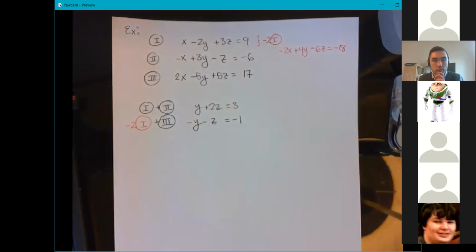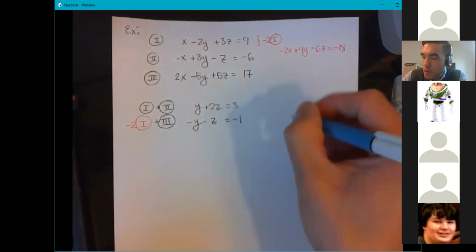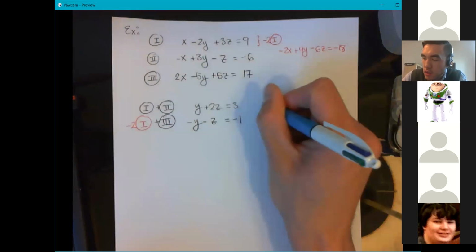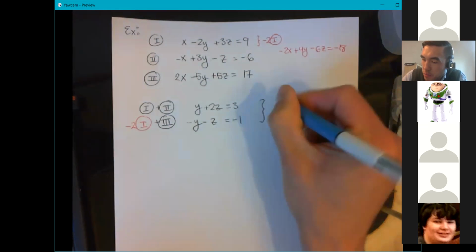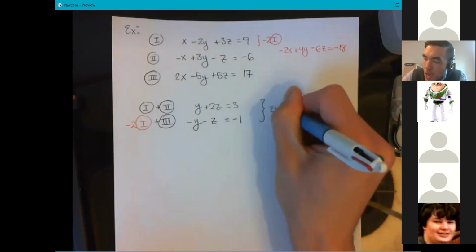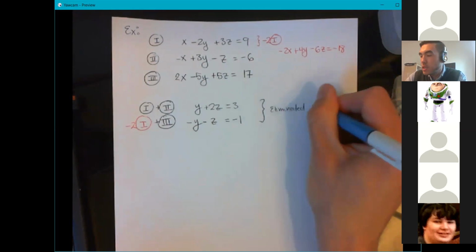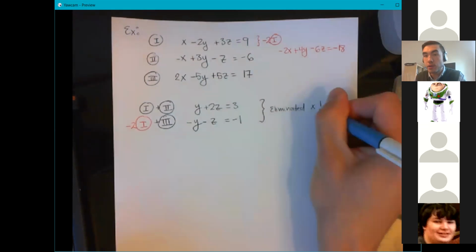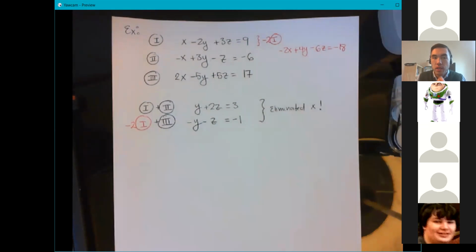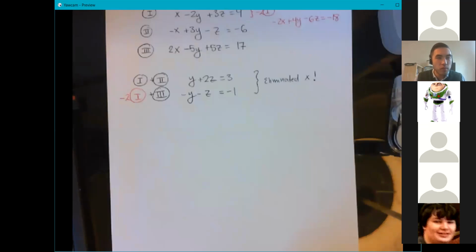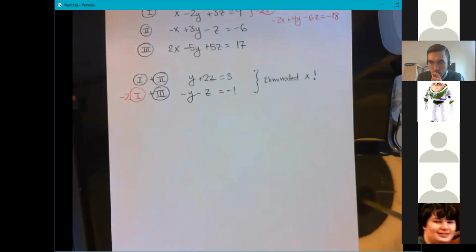Notice in these first 2 steps, by combining these equations, I have eliminated x completely. And now I can solve for y and z. Once I have those, we can go back to the original equation and solve for x. What's the next variable I should eliminate? What's smart? Y. Yeah, I can eliminate y just by adding these 2 equations together.